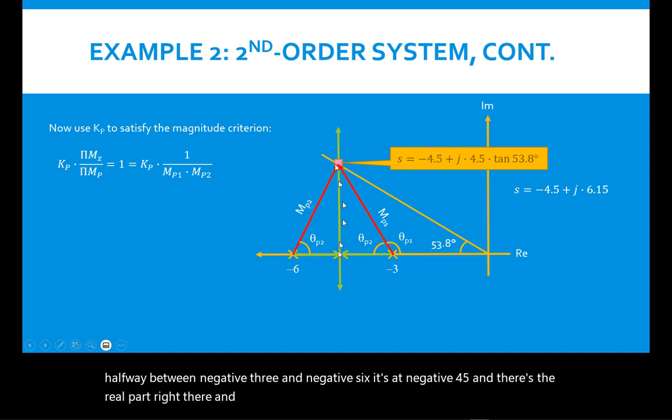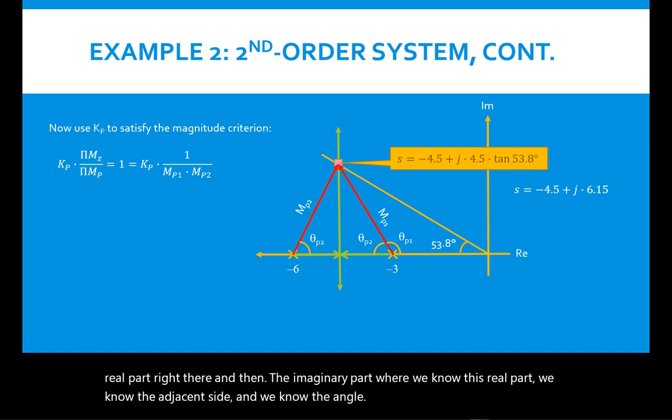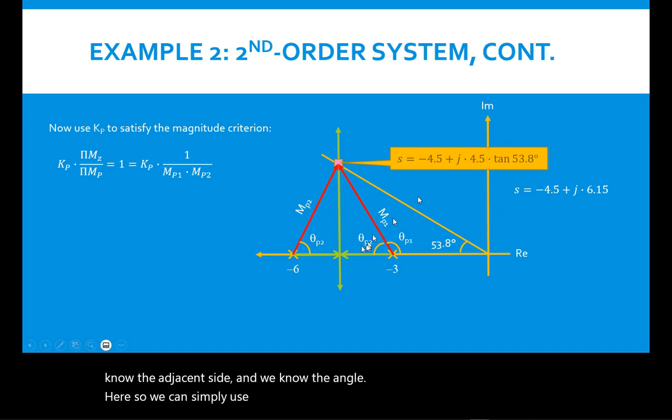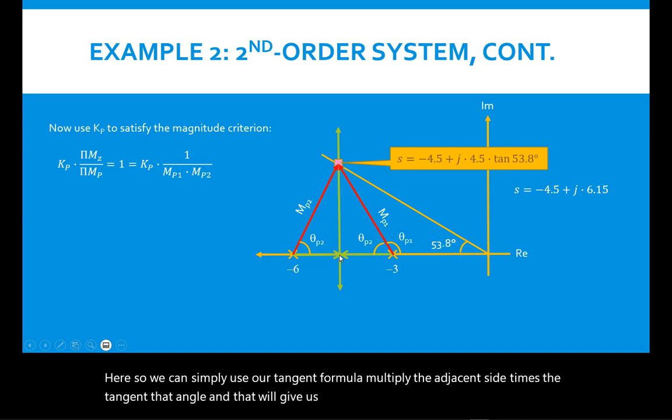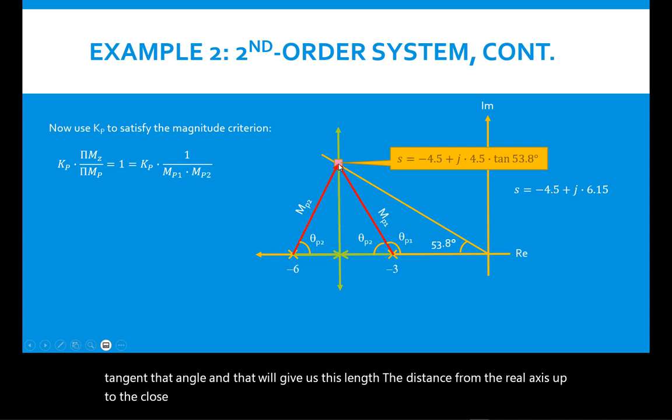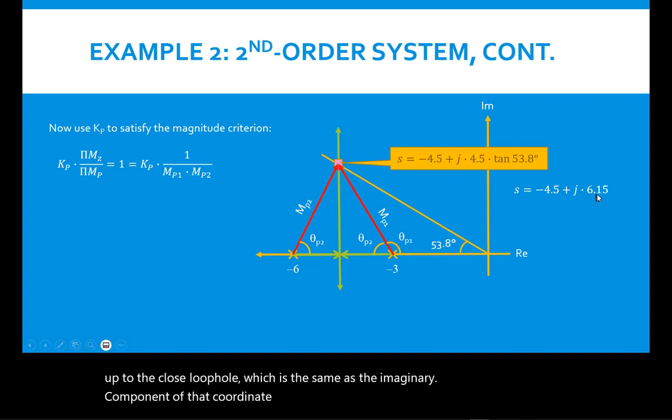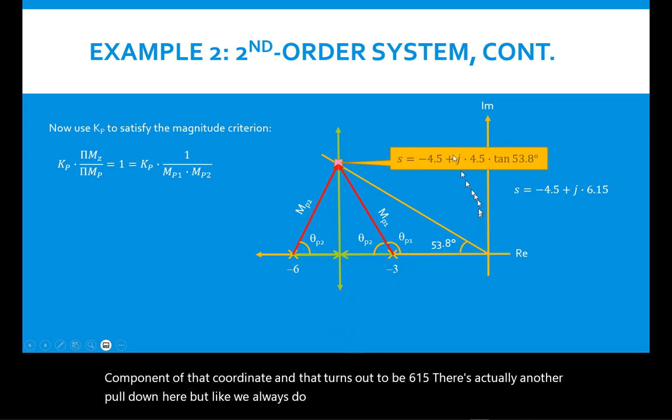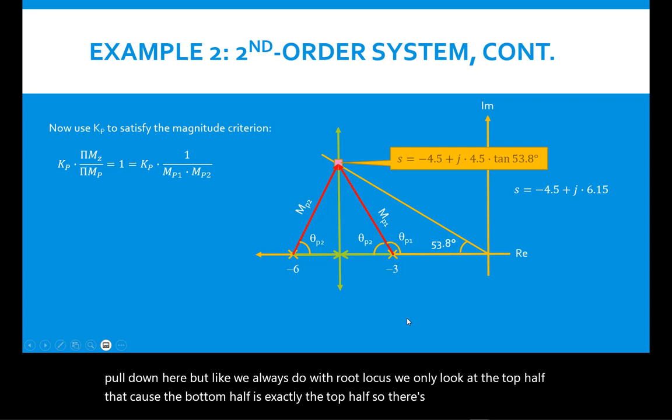And then the imaginary part, well, we know this real part, we know the adjacent side, and we know the angle here. So we can simply use our tangent formula, multiply the adjacent side times the tangent of that angle, and that will give us the distance from the real axis up to the closed loop pole, which is the same as the imaginary component of that coordinate, and that turns out to be 6.15. There's actually another pole down here, but like we always do with root locus, we only look at the top half because the bottom half is exactly like the top half, so there's no reason to analyze the bottom half.